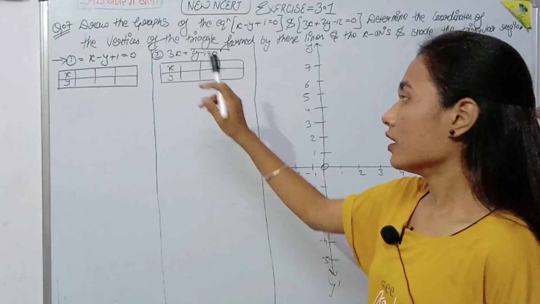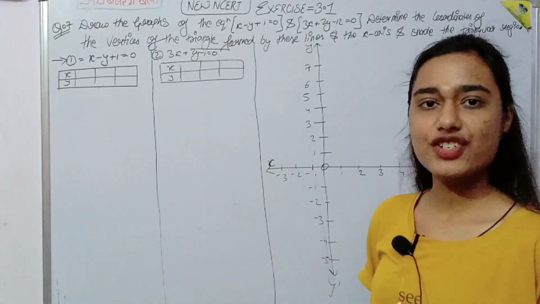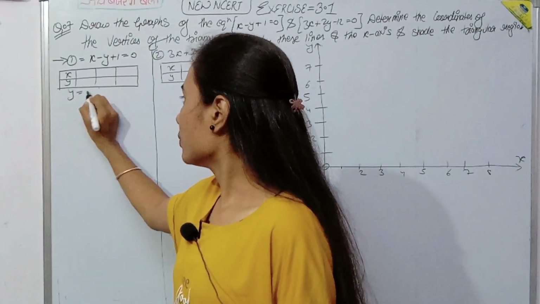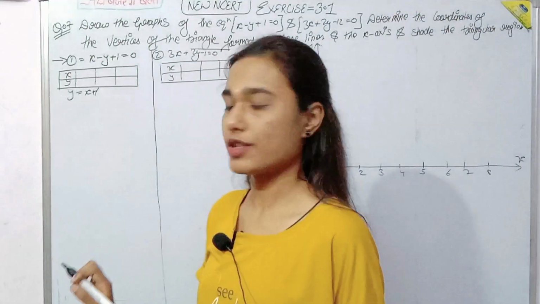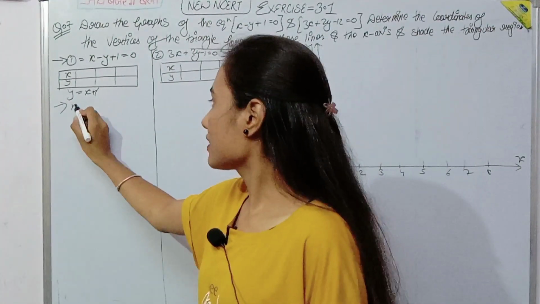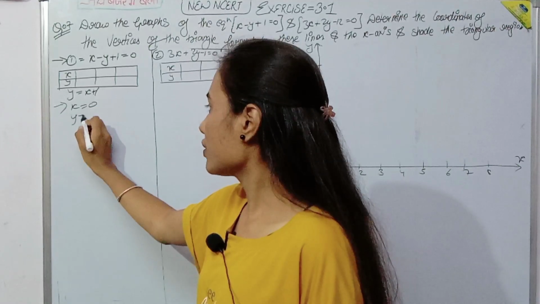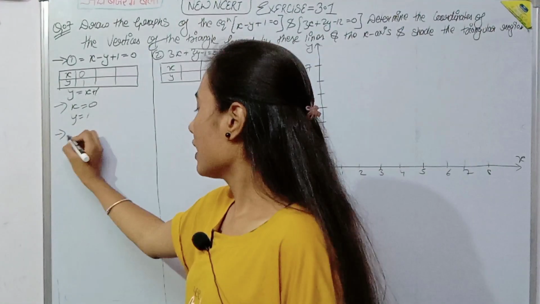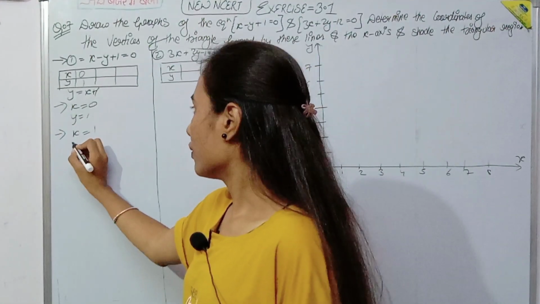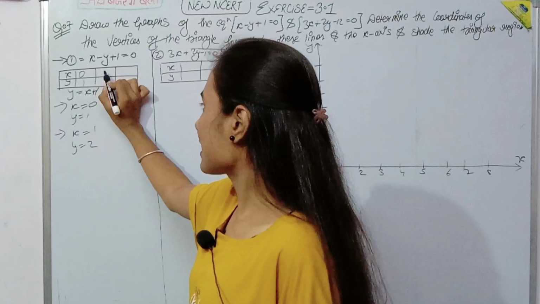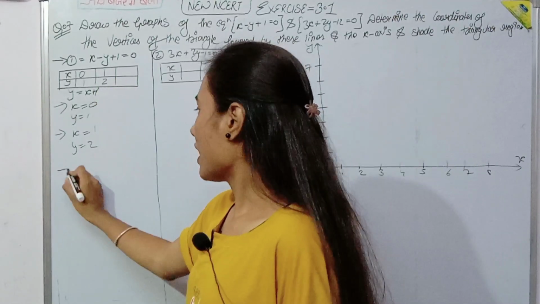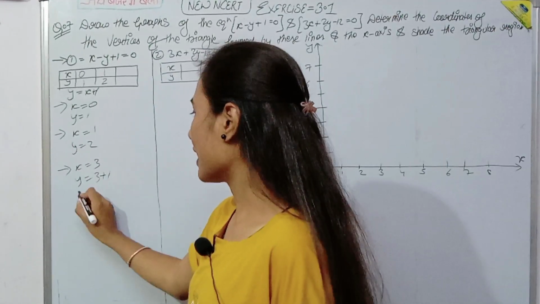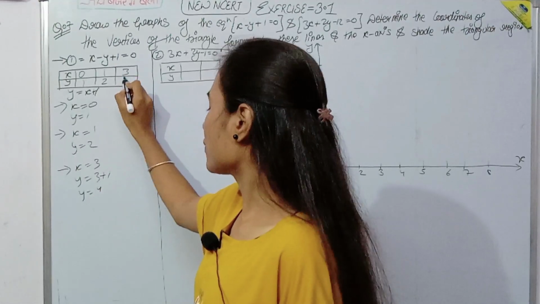Question number 7, in which draw a graph from these two equations and shade the triangular region. Okay, now y equals x plus 1 from the first equation. Put the value of x equals 0, then we get y equals 1. Secondly, x equals 1, then y equals 2. x equals 3, then y equals 3 plus 1, that is 4 here.